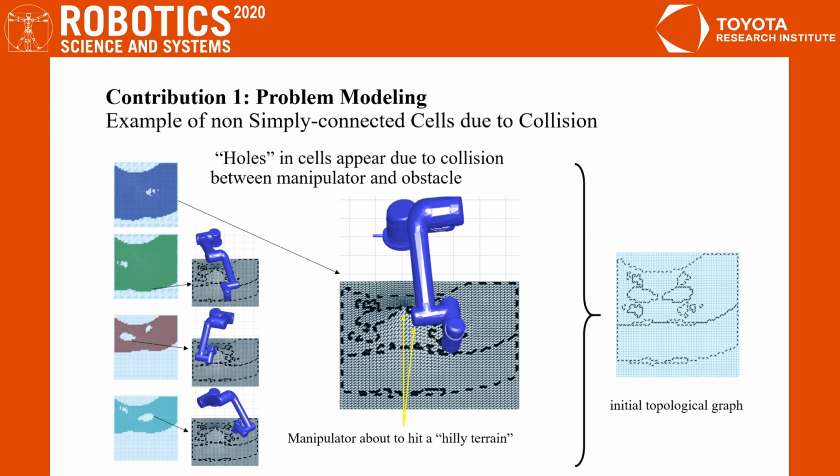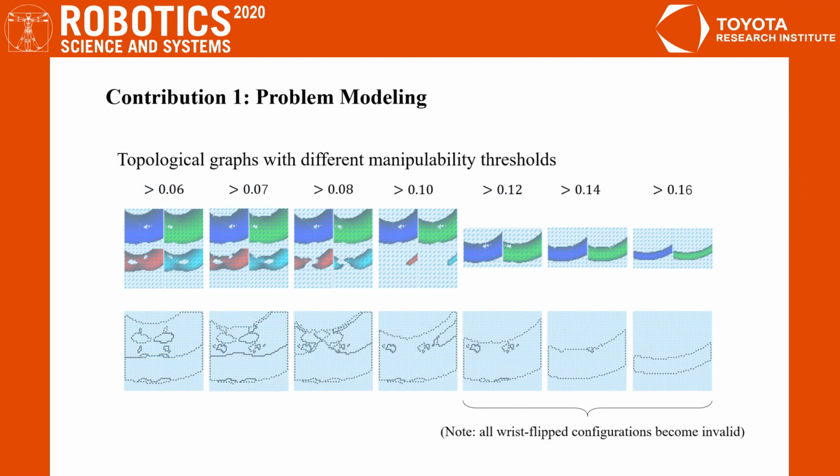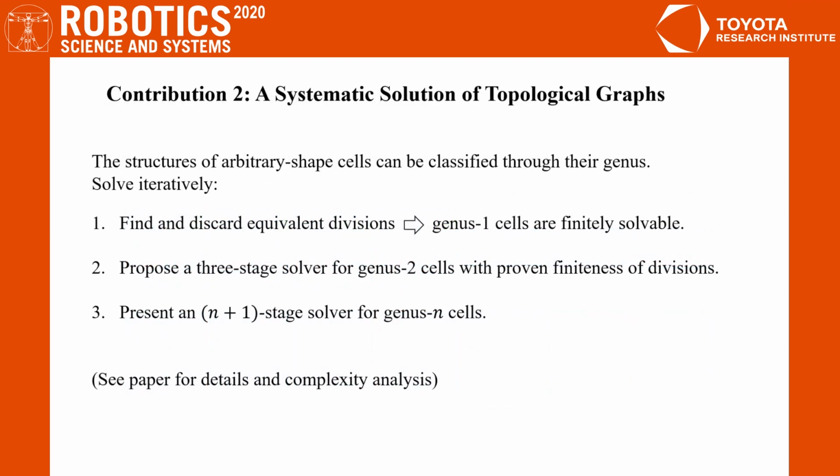When people consider different kinds of criteria of the valid configurations, the shape of the topological graph may be strange, and there may be non-simply connected cells, as shown in this figure. If we visualize the translational manipulability of configurations, we can see that they are not monotone on the surface. So even if we choose the same manipulability measure, if we use different thresholds, we will have totally different topological graphs. So the second contribution of this paper is to propose a multi-stage iterative solver for solving cells with all genus.